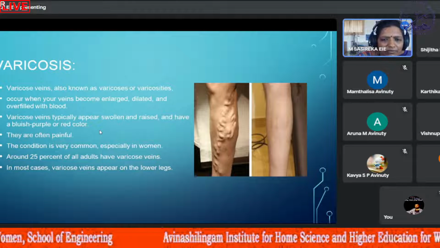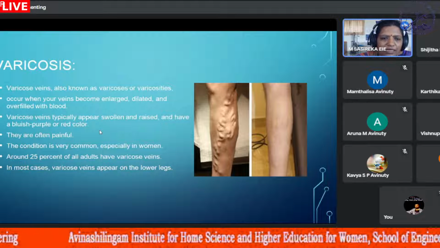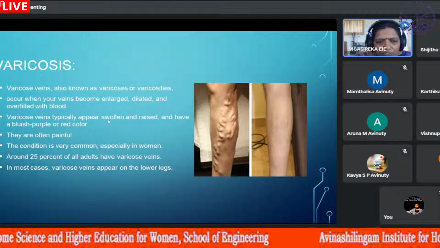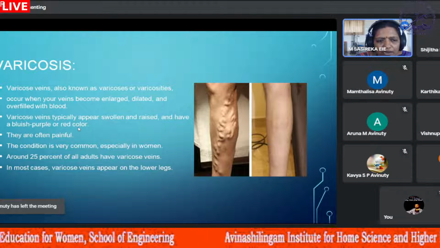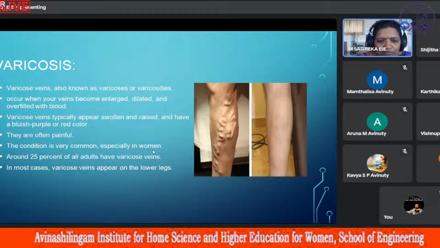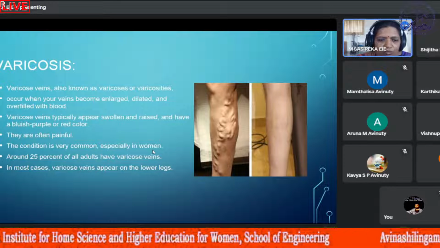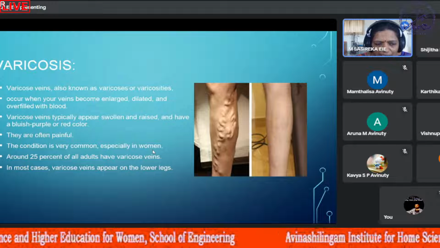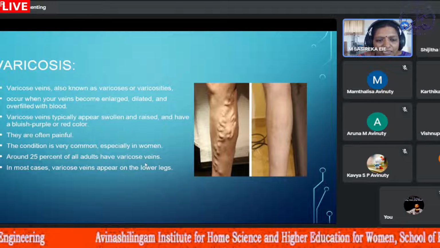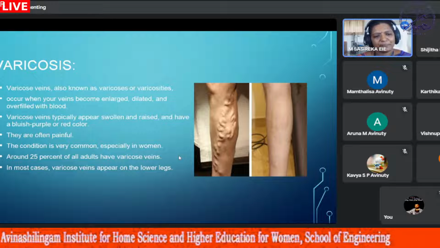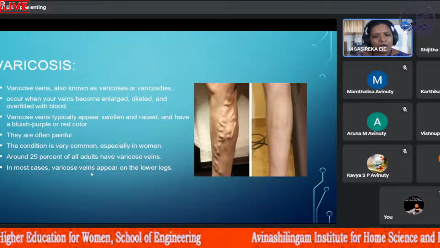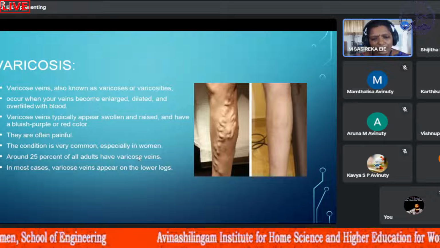You will have knot-like appearance in the legs. This is how varicose veins look. This happens in the veins. They typically appear swollen and raised and have a bluish purple or red color. They are often painful. This condition is common, especially in women, because we are standing in the kitchen, in the bus, and in the classes. Most of our time is spent standing. And in online classes we spend most of the time sitting, right? Around 25% of all adults have varicose veins, and mostly it appears in the lower legs. Why? That we will see now.